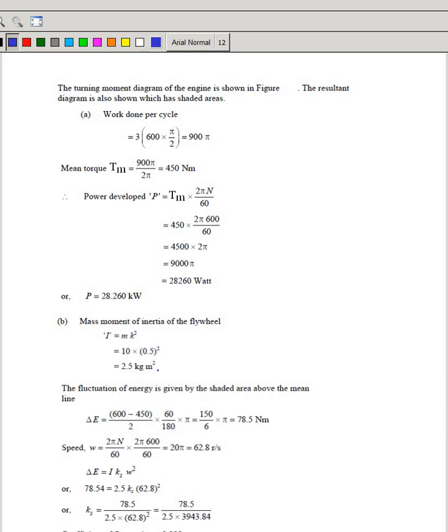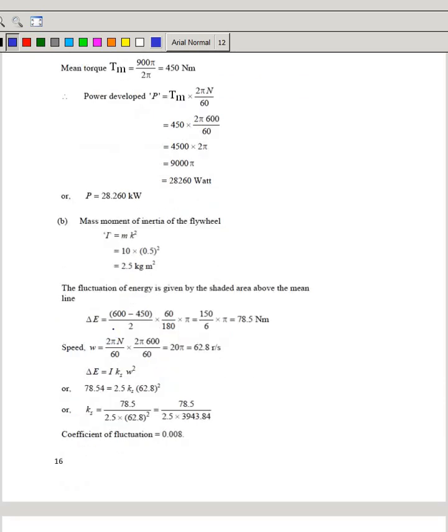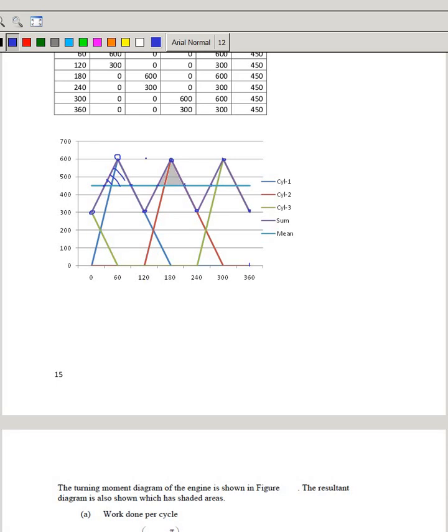Mass moment of inertia is given, and fluctuation of energy is that area. That area means this is 600 minus 450 is the height, and this base. So this base is actually, if this is pi, then this is midway. So if this is 0 to 120, then this has to be 0 to 60. So pi by 3 is this.